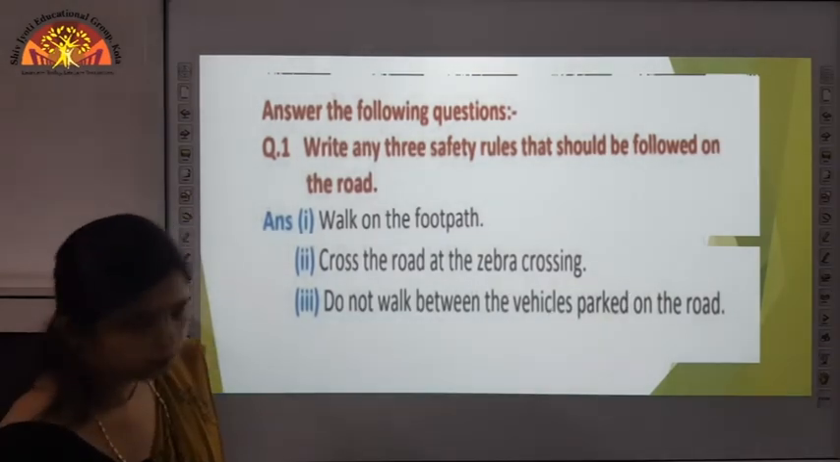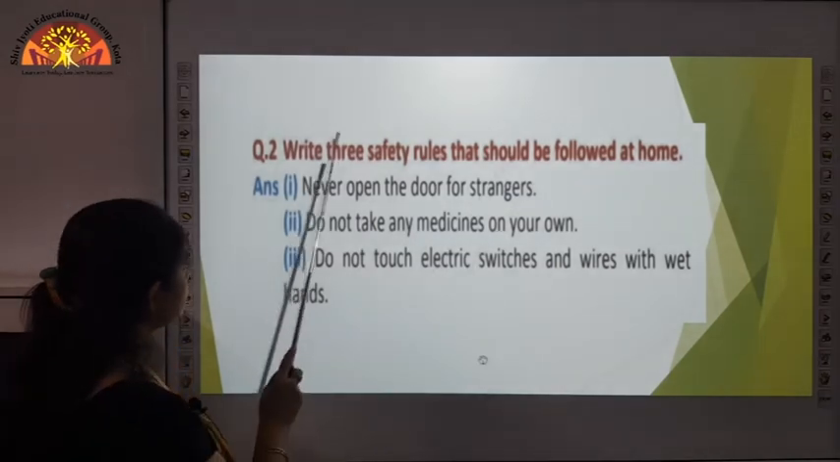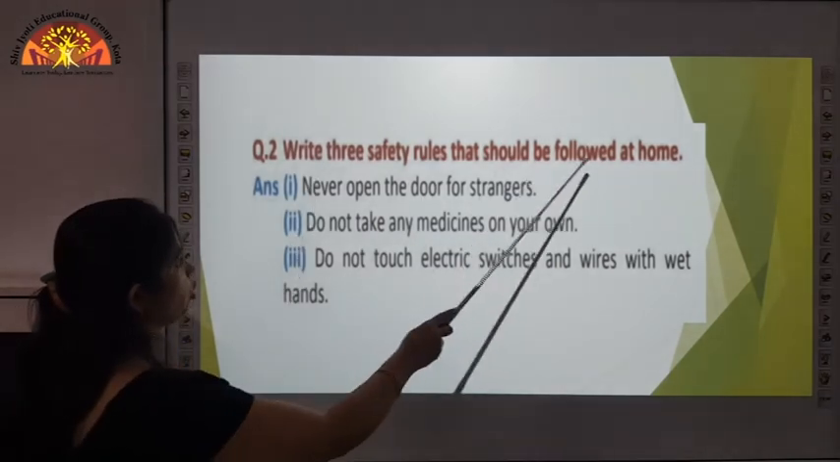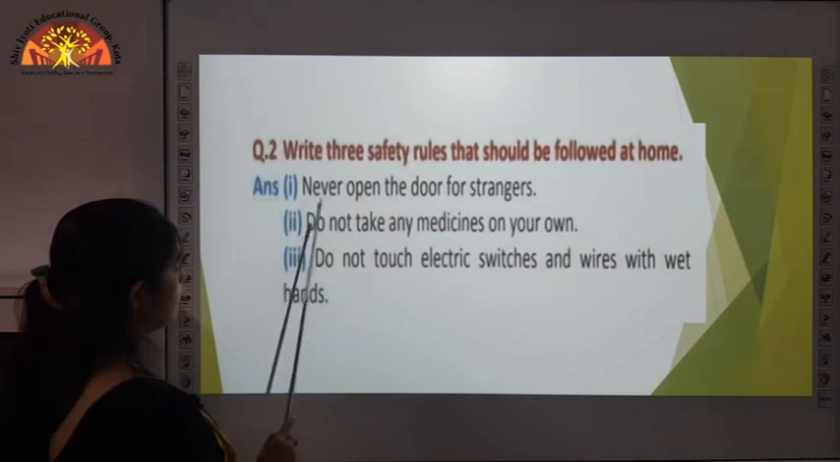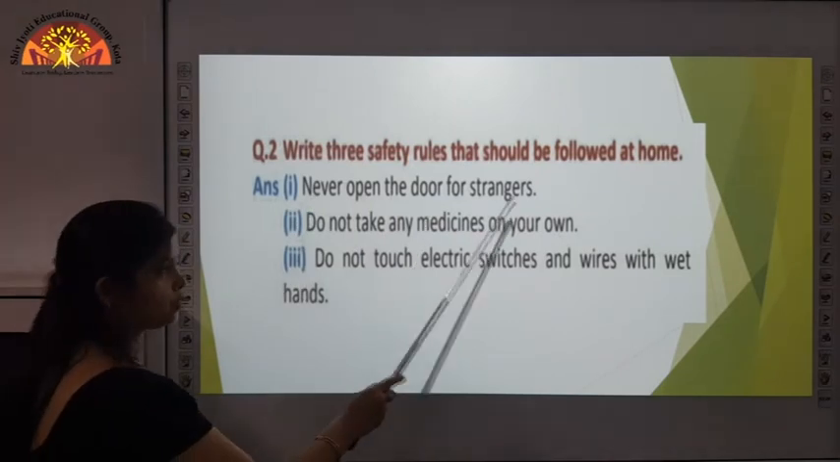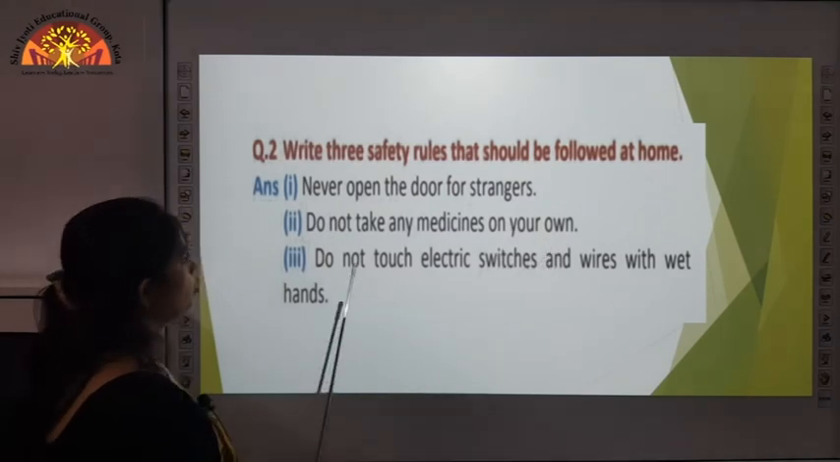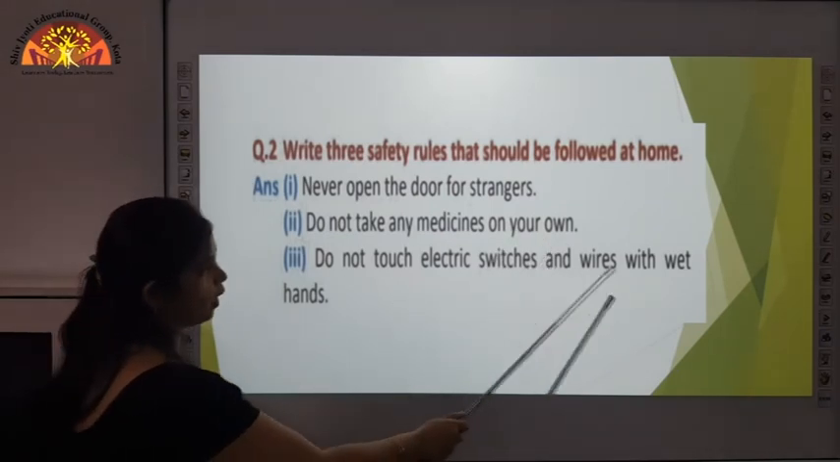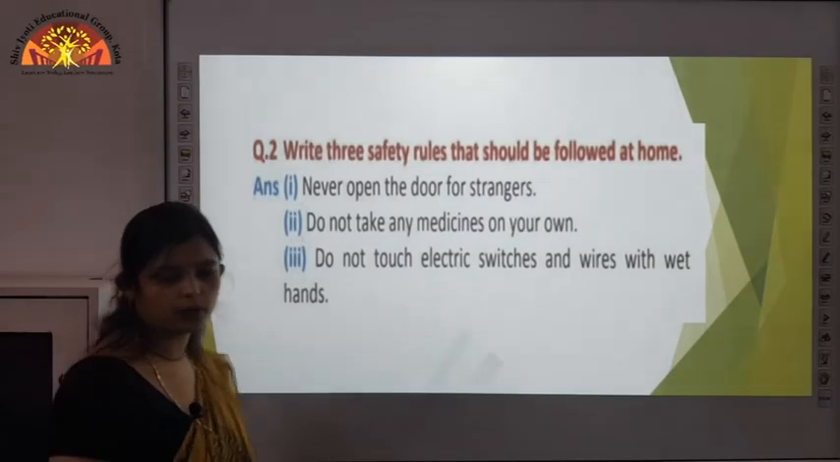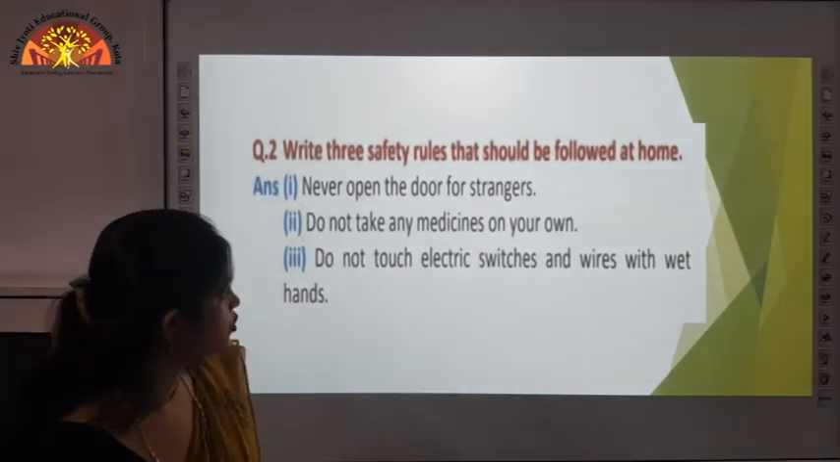Okay, then write three safety rules that should be followed at home. Never open the door for strangers. Do not take any medicine on your own. Do not touch electric switches and wires with wet hands. Otherwise, you can get an electric shock.